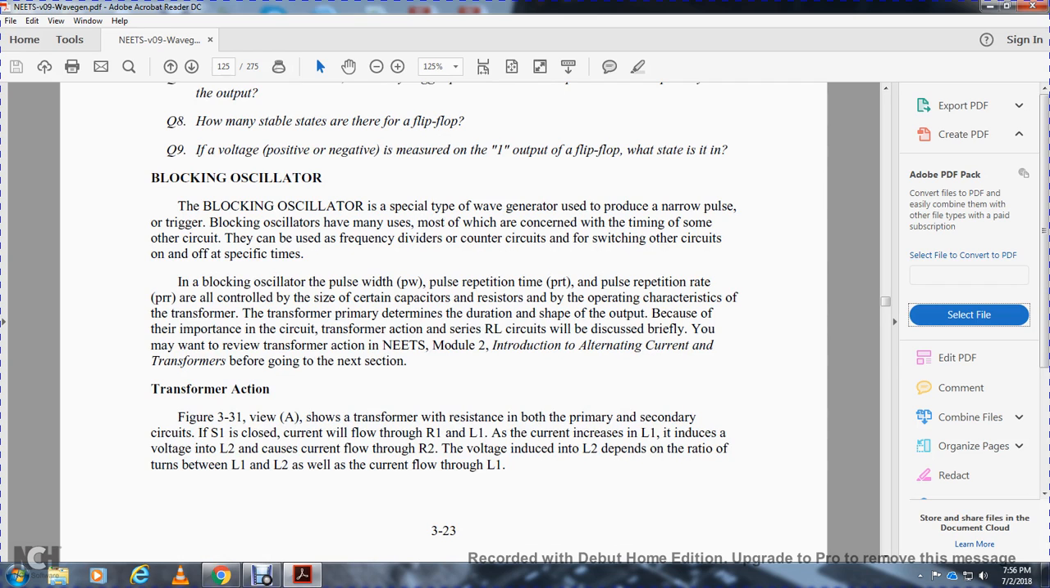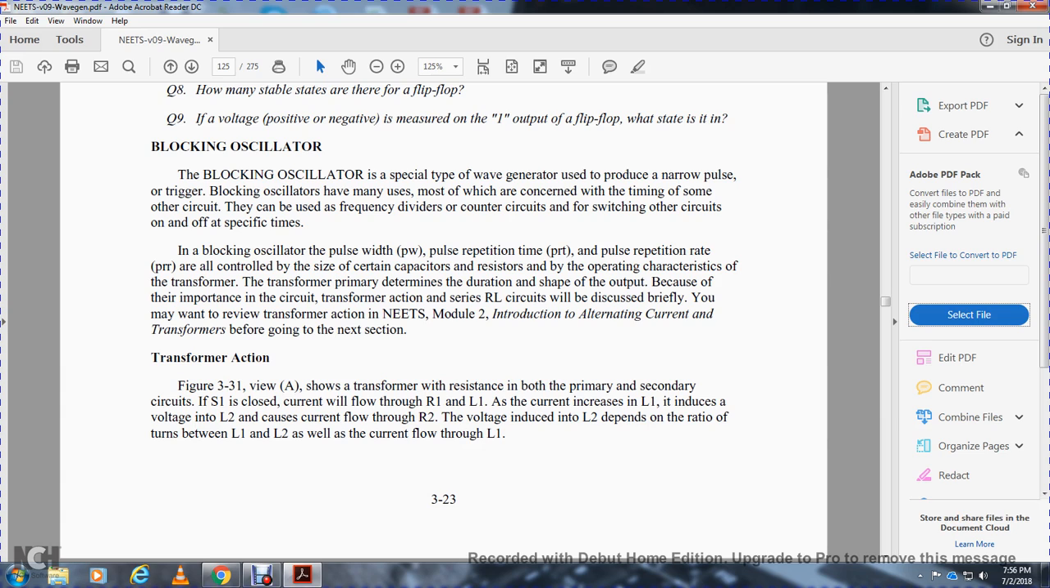With the blocking oscillator, the pulse width and the pulse repetition time and rate are controlled by the values of certain capacitors and resistors, and by the operating characteristics of the transformer. Transformers primarily determine the duration and shape of the output. We cover the important circuit of transformer action with the RL circuit that we'll discuss briefly. You may want to review transformer action in NEETS Module 2, Introduction to Alternating Current, Transformers, before going into the next section.